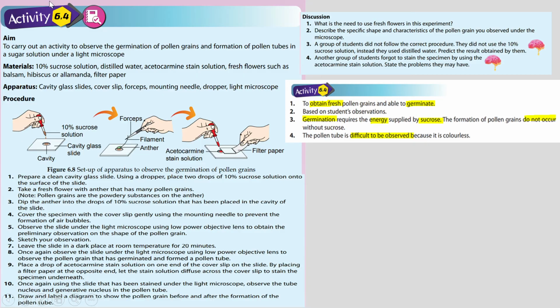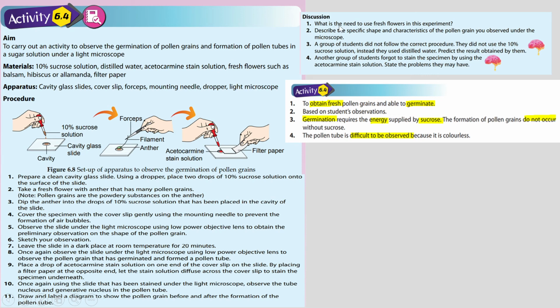Now let's go into activity 6.4. The aim is to carry out an activity to observe germination of pollen grains and formation of pollen tubes in sugar solutions under light microscopes. We are using the cavity glass slide, cover slips, forceps, mounting needle, droppers, and light microscopes. These are the procedures. Now let's look at the questions.